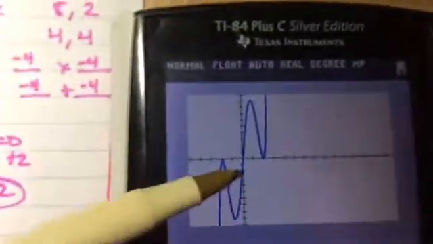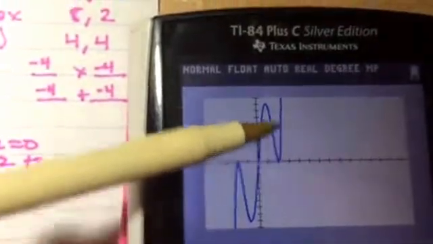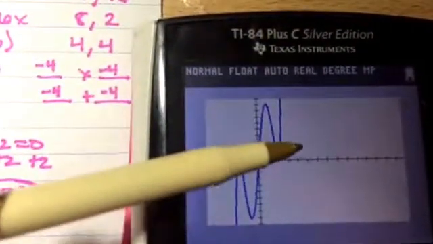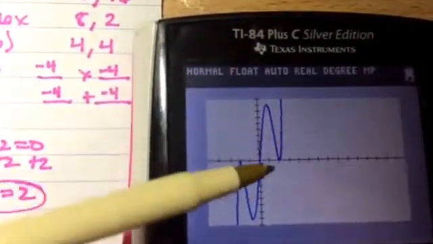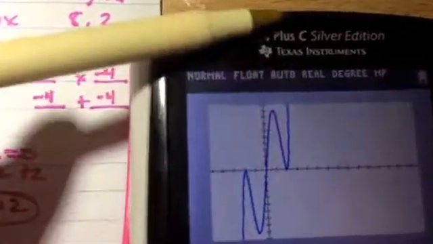Our third and last interval of increase is going to be from positive 2 to positive infinity, because it has an x-intercept, or an x-coordinate, of 2, and it's going on and on and on forever.